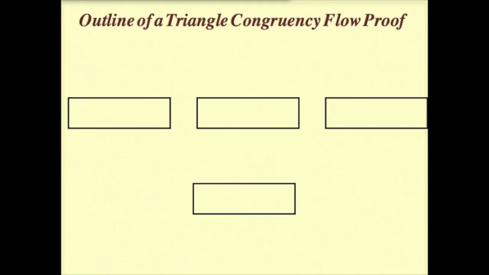Congruence theorem proof is going to follow the same general format. We have three boxes, and all of these three boxes together lead us to the fourth box. So these three boxes, let's call them box 1, 2, and 3, they all funnel into box number 4.